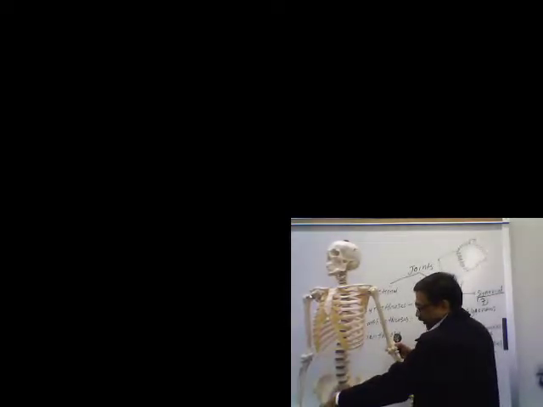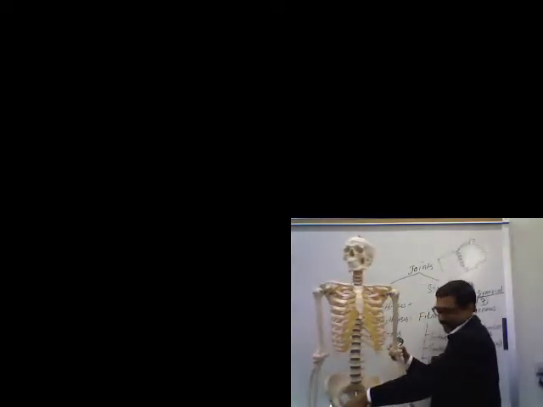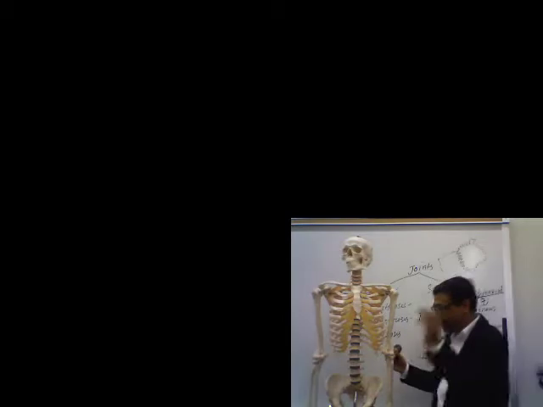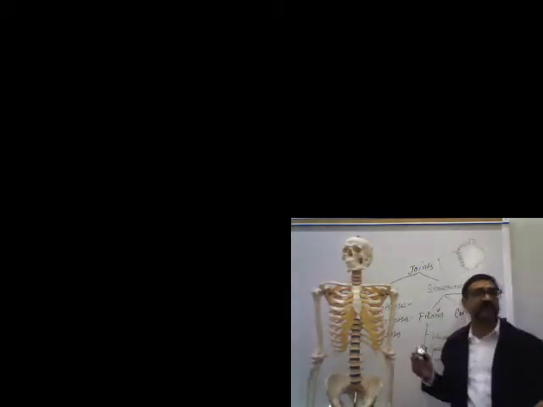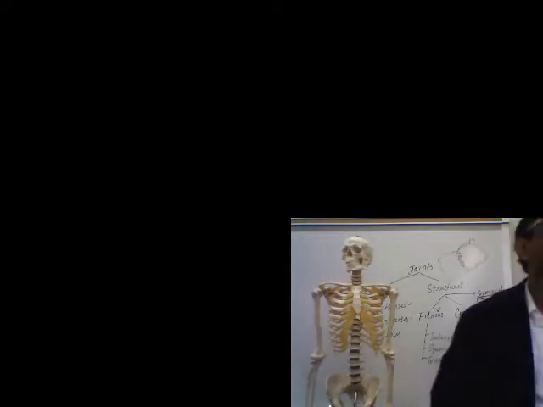Also this one, you see, pubic symphysis. This piece of cartilage where two hip bones are attached. This is also a fibrocartilage. That's why this is another symphysis type of joint.